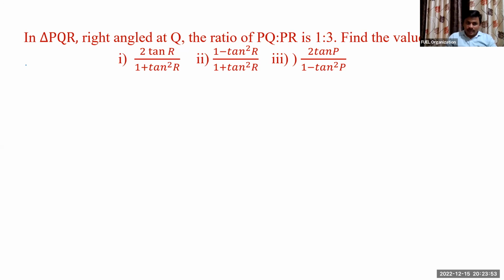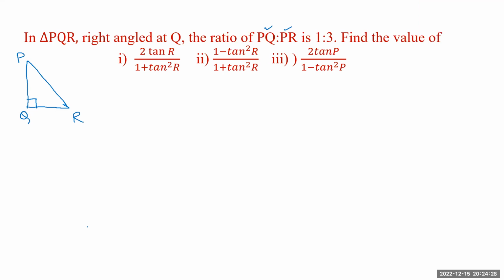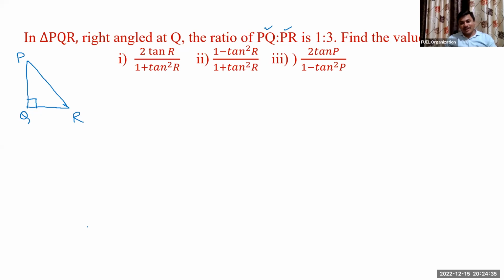So first I will draw the right angle triangle here. This is P, Q, and R. So where is the right angle? Here at Q, it's right angled at Q. So the ratio PQ and PR is given. The ratio is how much? 1:3. So how to write here? Can't we just directly write 1:3? Yeah, directly also you can write, or else you can take 1x and 3x. That is better.